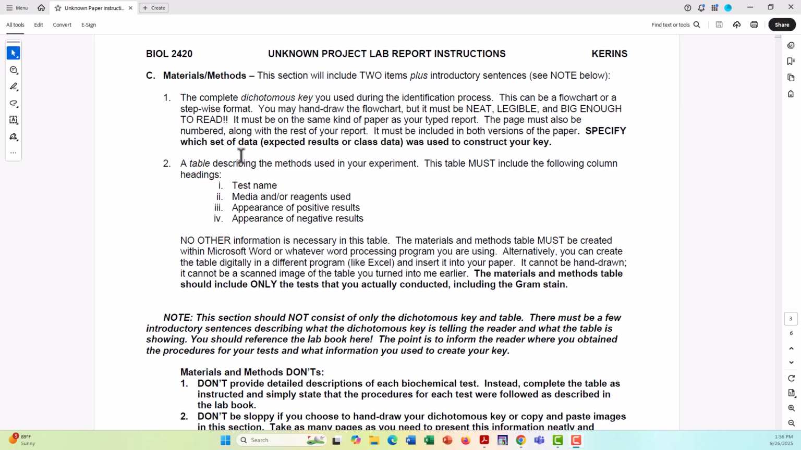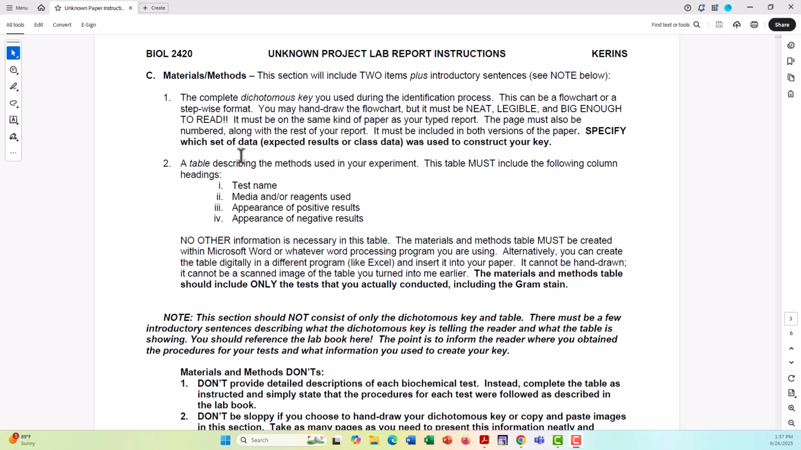Alternatively, maybe you rewrote your key after we did our practice round and we learned that some of our tests didn't behave as expected, and you used the abnormal class results to make a new key, which is totally fine if you want to do that, but you need to state that in this section.